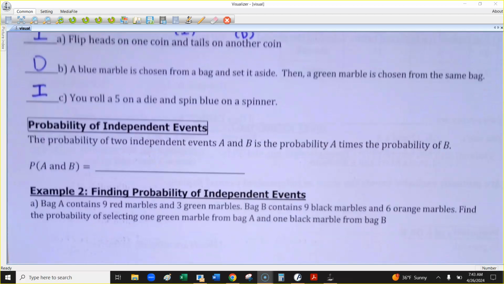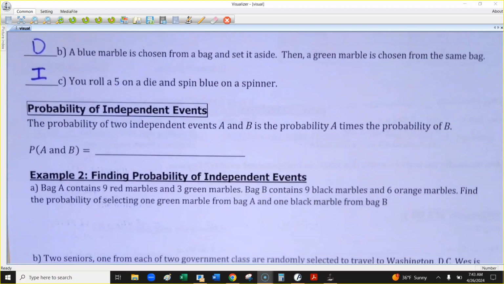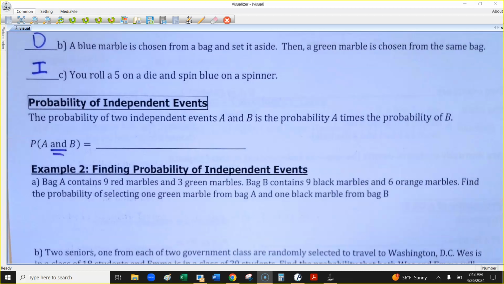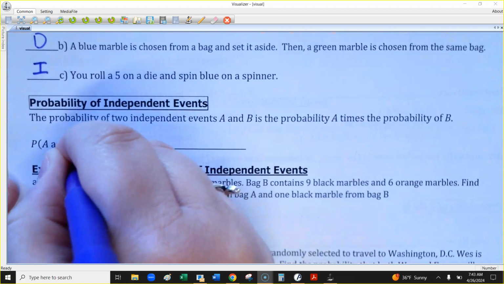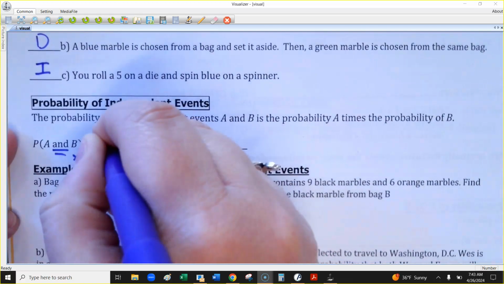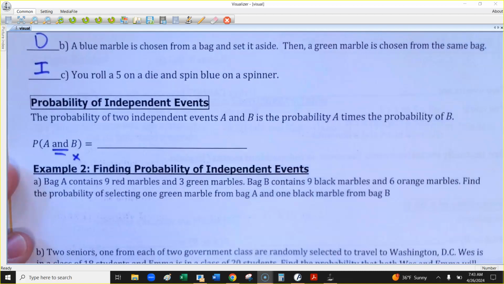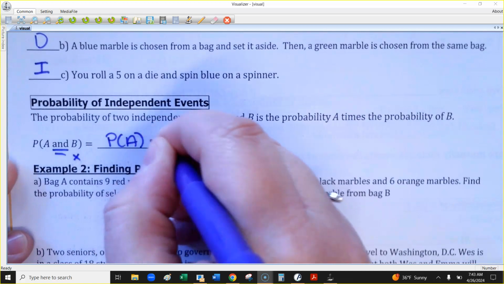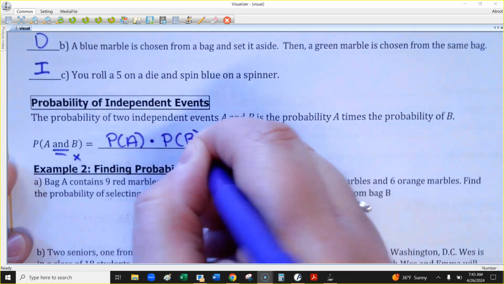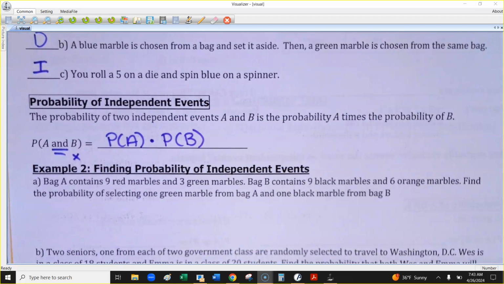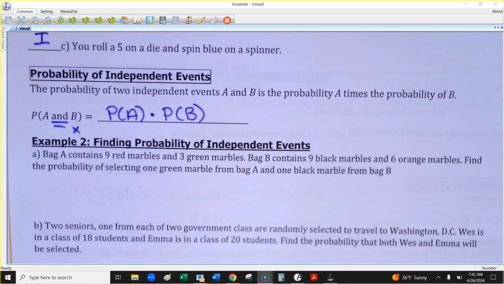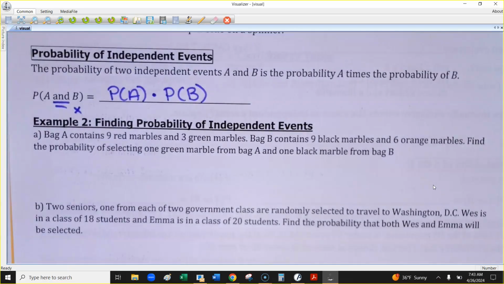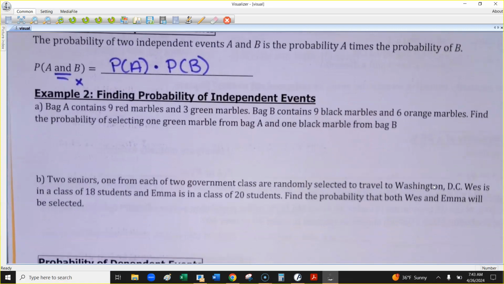Now, probability of independent events. These two things don't affect each other. If you want two different things, both of these things, to happen, and you see an "and," you're going to want to think multiply. So the probability of A happening and B happening would be the probability of A, whatever that event is, times the probability of B. When you multiply these, remember they're either decimals or fractions. You do not need a common denominator if we use fractions here.